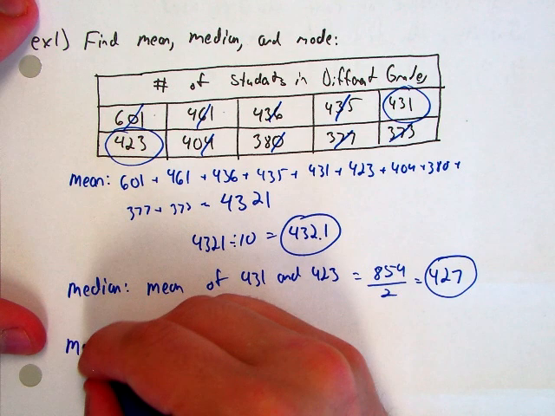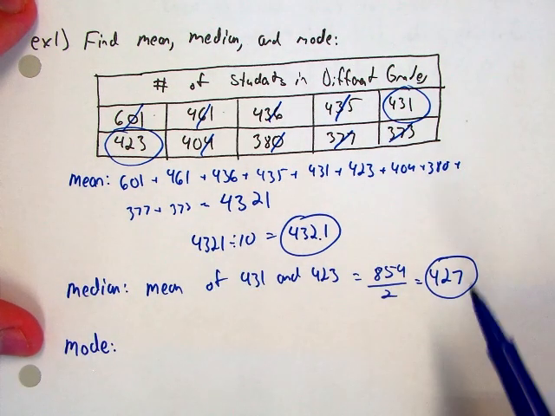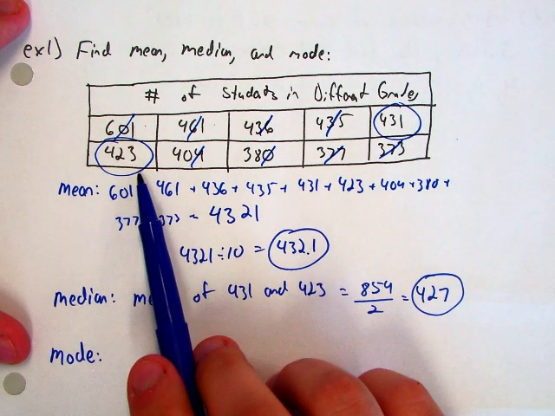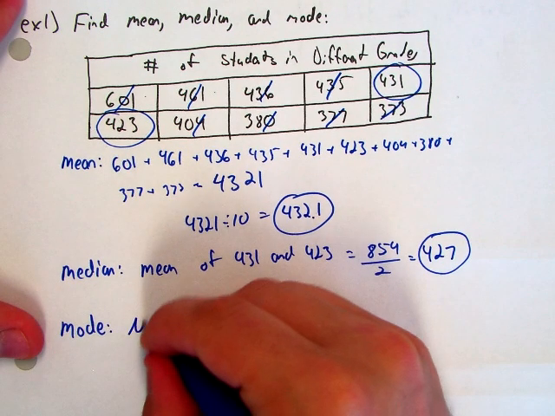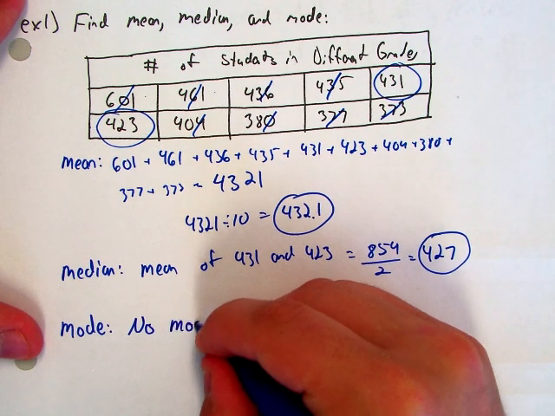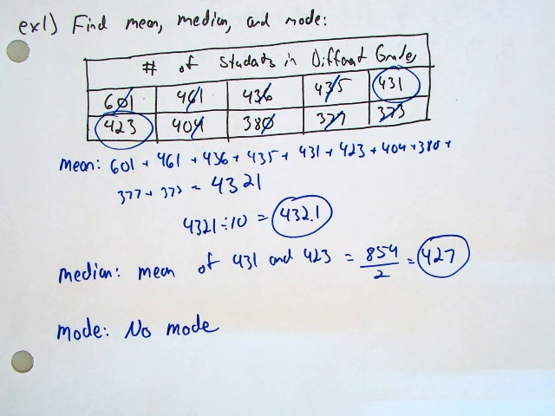And then the mode, I want to look for the number that appears the most. So far, all of these numbers appear only one time, which means that there is no mode. And the reason why is because all of the numbers appear the exact same amount of times. Every single number. Now, I said earlier that you can have more than one mode, but if all the numbers show up the exact same number of times, then there isn't a mode.